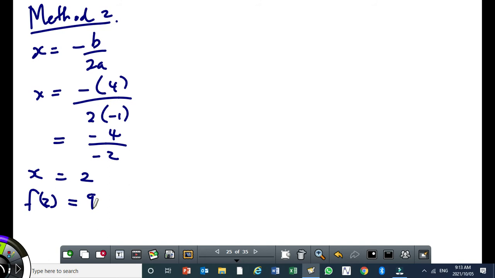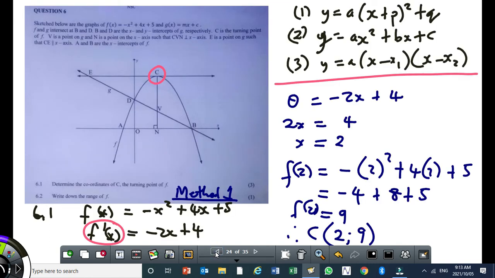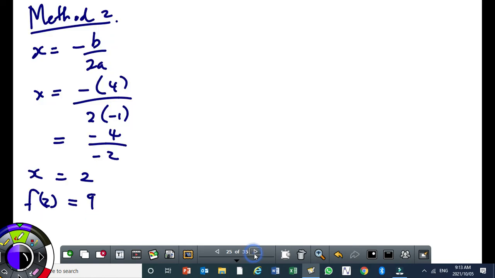but you have to substitute. Please allow me because I'm just going to save time. I don't want to redo this step. I substituted already in the previous question, so I'm going to use the answer that I got there. The most important thing is how to get x first. Therefore, C is going to be x equal to 2, y equal to 9. So this is method 2.